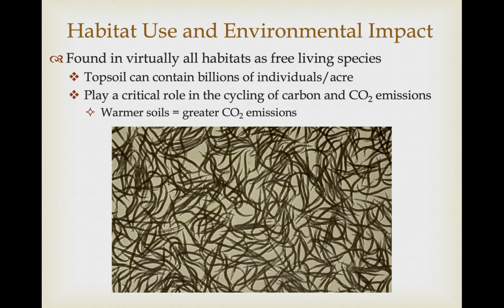Now, when soils become too warm and too dry, then they can actually kill off roundworms. And these roundworms in these situations are also important for nutrient cycling. So it's a balancing act between keeping the roundworms at appropriate numbers and nutrient cycling without producing too much CO2 emissions, versus killing them off and failing to have this nutrient cycling.